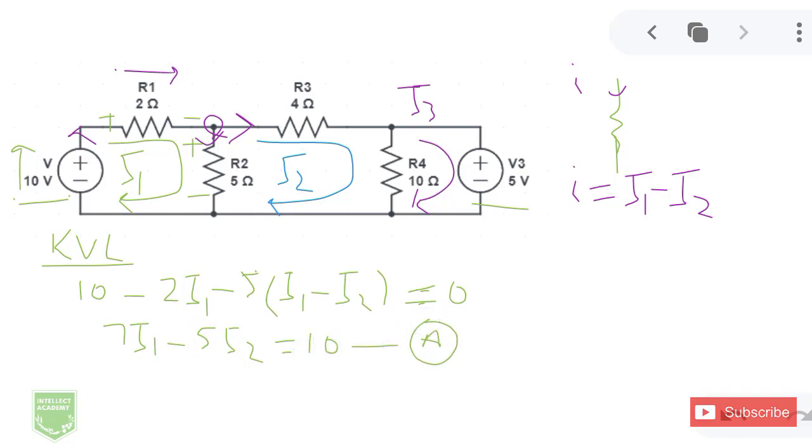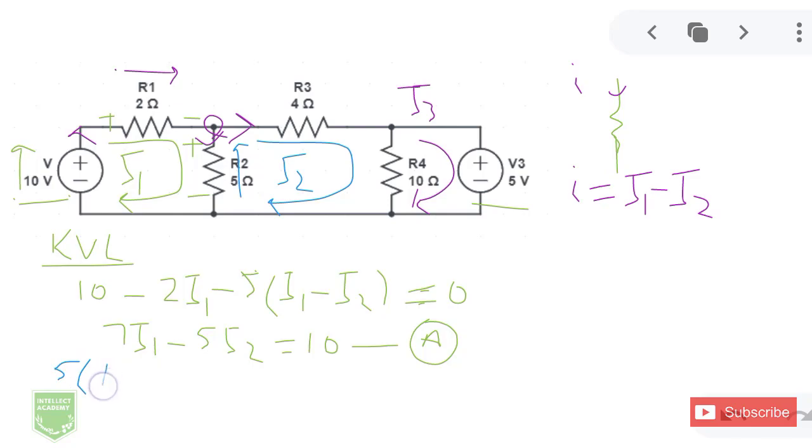For the second loop, we're going to repeat the entire process. The first component that I have to write the voltage of for my KVL equation is the 5 ohm resistor. And in this case, you see that I2 is entering the terminal that I marked with a negative and then leaving through a positive. So this is a voltage rise. And I'm going to write a positive voltage for the 5 ohm resistor for this loop.